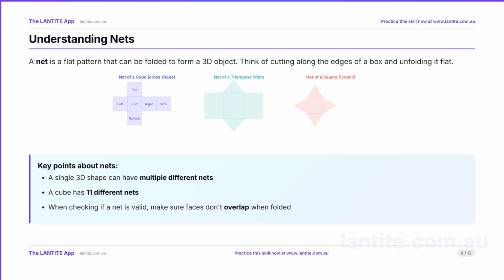A net is a flat two-dimensional pattern that can be folded up to form a three-dimensional object. Imagine cutting along the edges of a cardboard box and unfolding it completely flat. That flat shape is the net. An important thing to know is that a single 3D shape can have multiple different nets. For example, a cube has 11 different nets. When the LANTITE asks you to identify a net, mentally check whether the faces would overlap when folded, whether there are the right number of faces, and whether they connect in the right places.